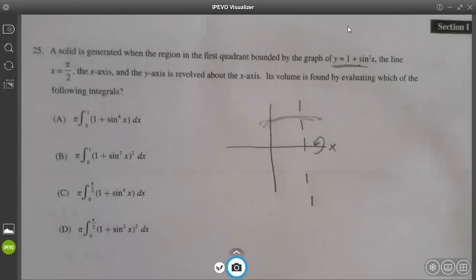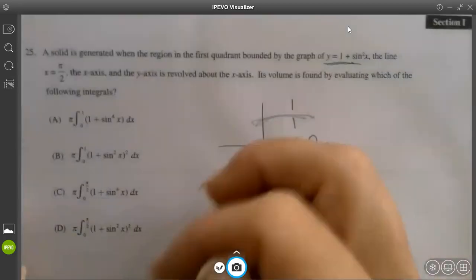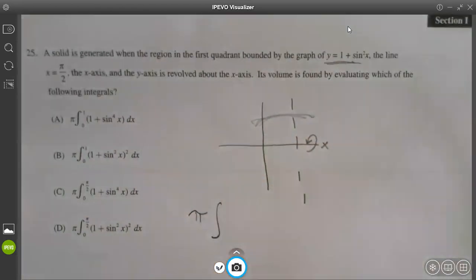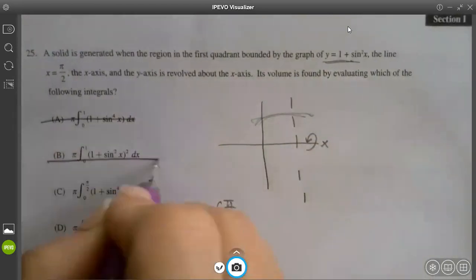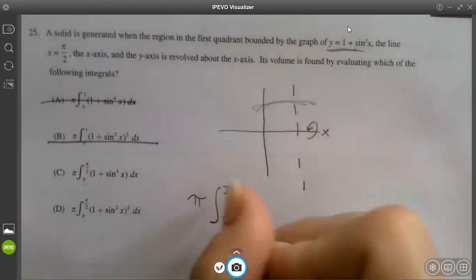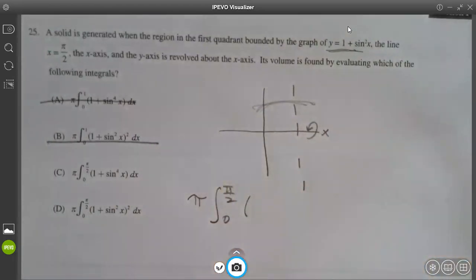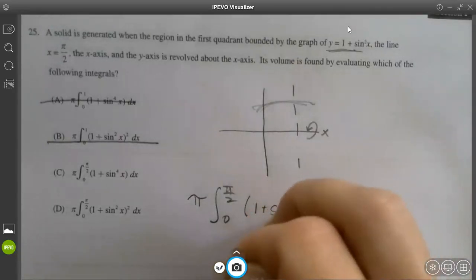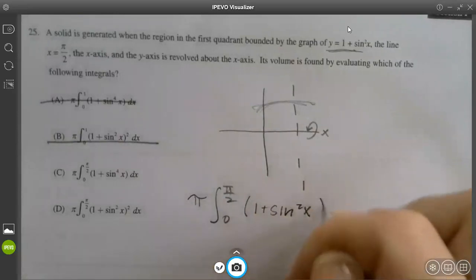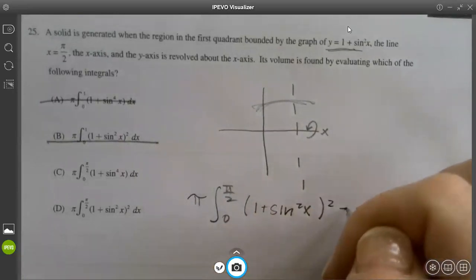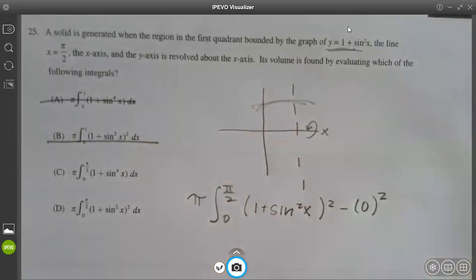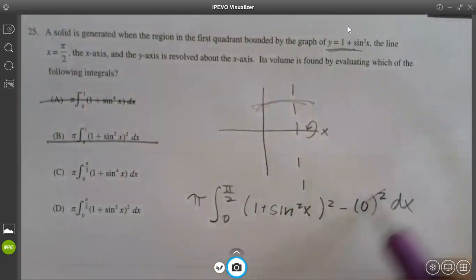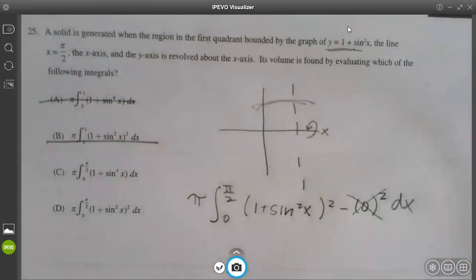All right. So then, obviously, what do we put outside of the integral? Pi, that's your volume formula. Where are we going from? So automatically, these are not your answers. What do I do? 1 plus sine squared x, squared, minus g of x squared, dx. It doesn't matter which one looks like that.